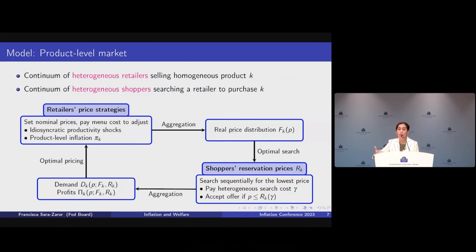And there are other shoppers that have a very high search cost that might be willing to accept a very, very high offer. So in the end, we will have a distribution of search cost that is going to determine the distribution of the reservation price. And this will mean that shoppers will be willing to accept different offers depending on the level of the search cost. Now, we will have the distribution of reservation prices given by the distribution of search costs. So we can aggregate the optimal search strategies of all of these shoppers, and that is going to give us a demand function that is going to depend on the optimal search strategies of the shoppers.